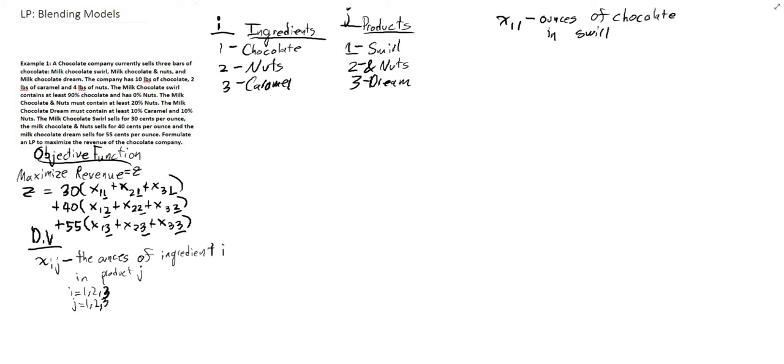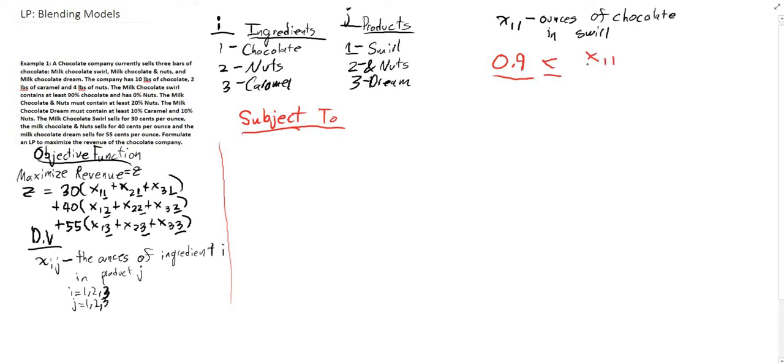Now we're going to have to start with some constraints, and these are a little tricky, so we'll go through. And we'll have our subject 2. I'm going to write over here on the side. We know that the amount of chocolate in the swirl has to be greater than 0.9. But this is going to give you a percentage or a ratio. So you would think this. Well, this is incorrect.